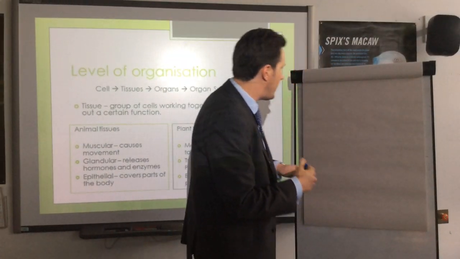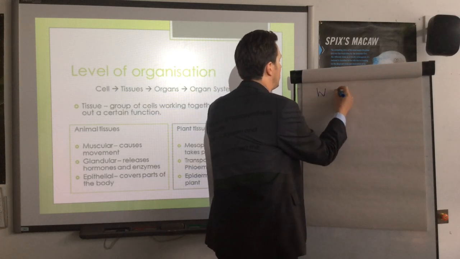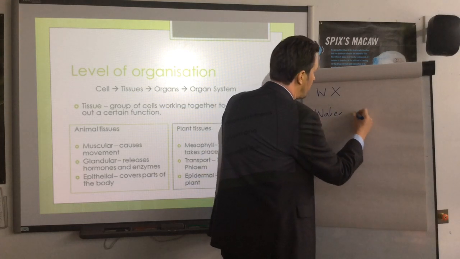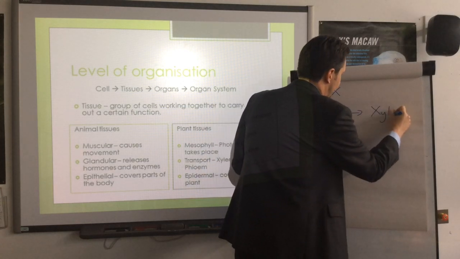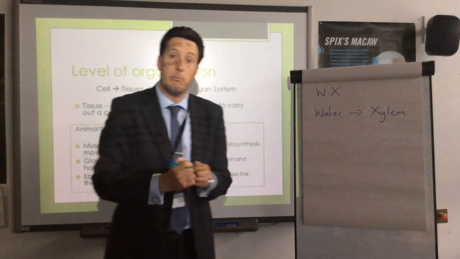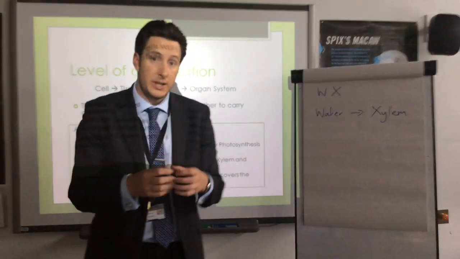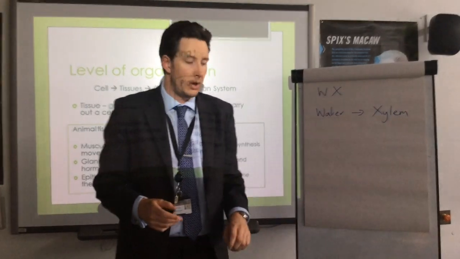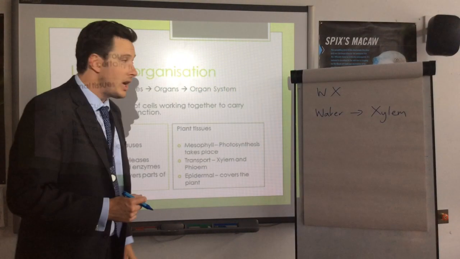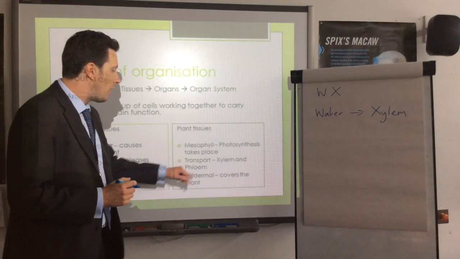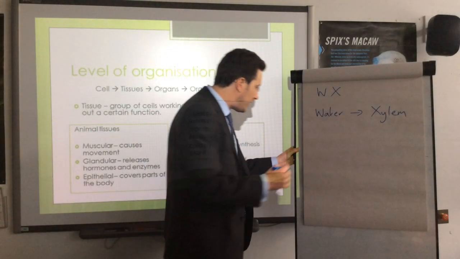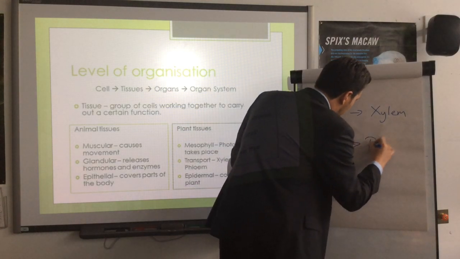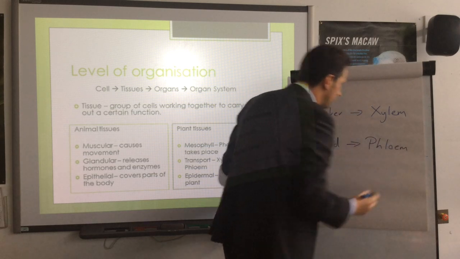Okay? And the way I remember that is because my alphabet goes WX, so water is transported by the xylem. Okay? That's what moves it about a plant. So plants have veins, and in the veins are the xylem and the phloem, and water moves through the xylem. And then the other tube you need to remember is called the phloem, the other transport tissue. And that's because food moves in the phloem.